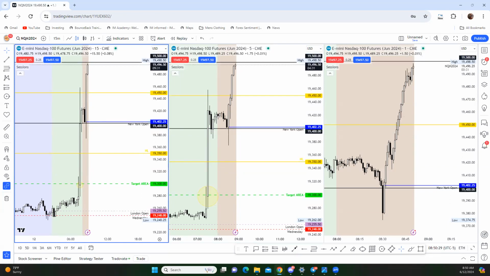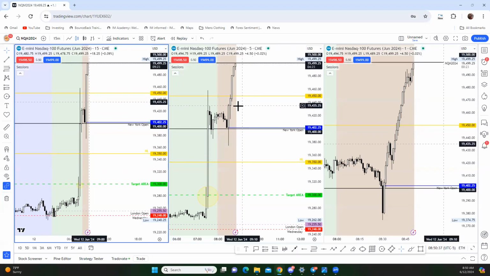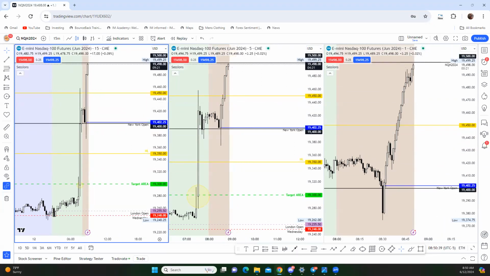Not seeing anything that would make me get in personally. We moved a full 100 points since New York, so that's pretty crazy. And 5 minute is just still eating alive. You have ES also showing quite a bit of strength, and then you have YM being the one that's kind of toppling over since New York Open.